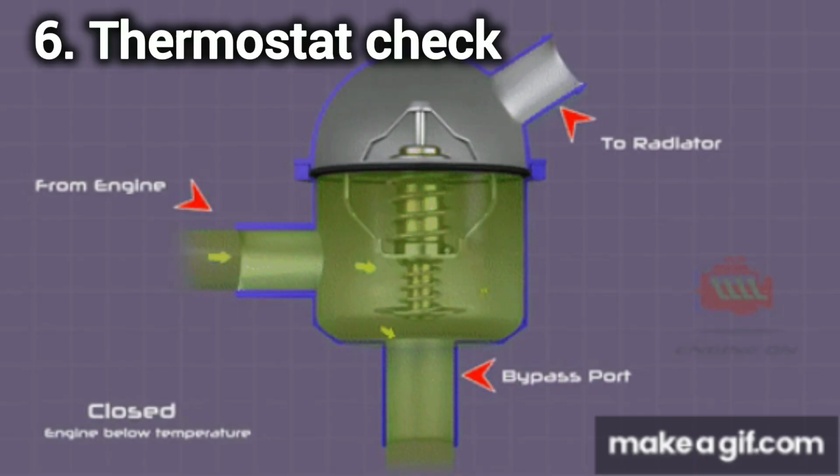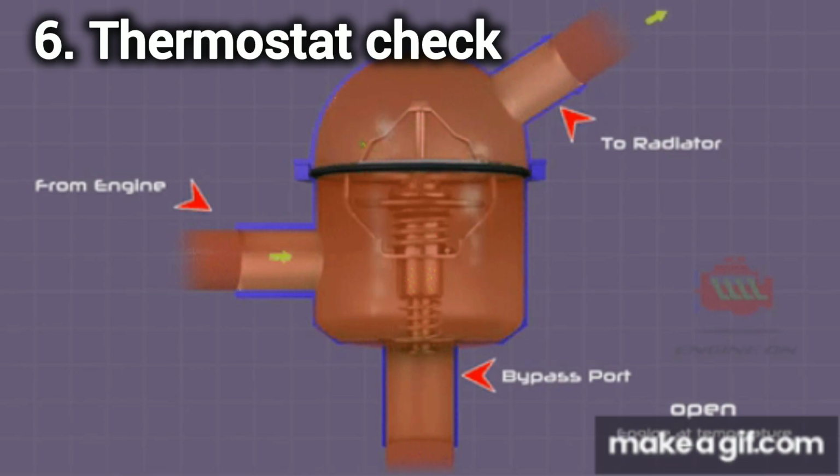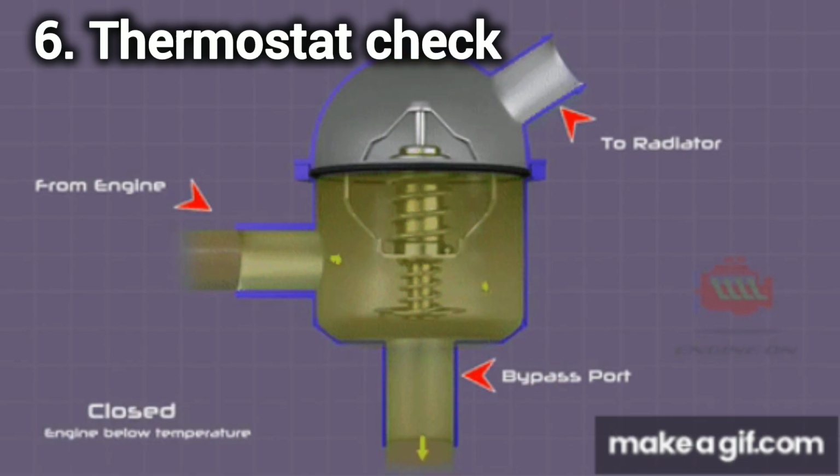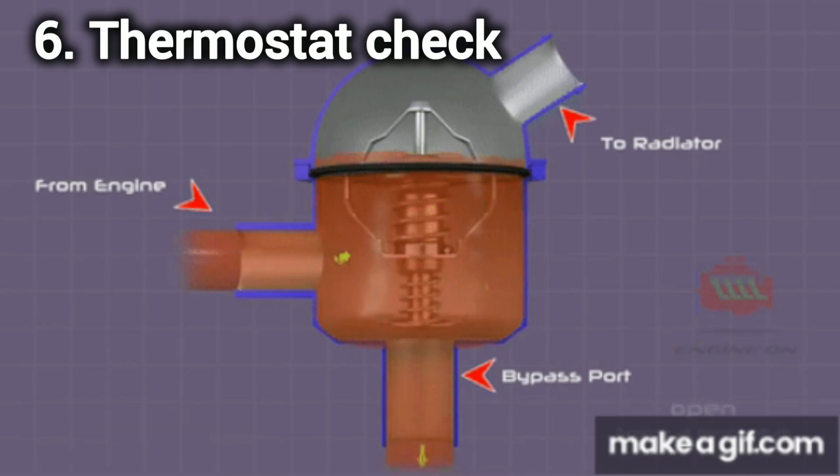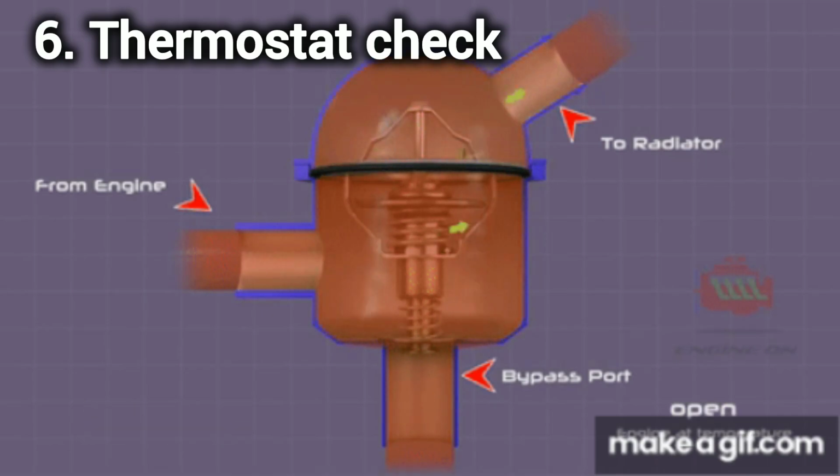You know the thermostat blocks coolant flow to the radiator when the engine is not at the normal operating temperature, and allows flow to the radiator when the engine is at the normal operating temperature. If it's not opening, the hot coolant will remain inside the engine, which will lead to engine overheating.